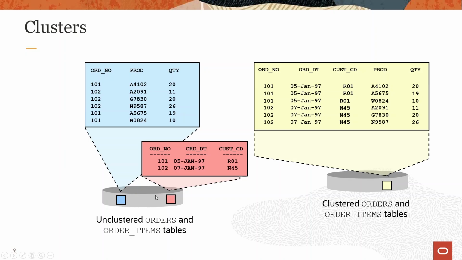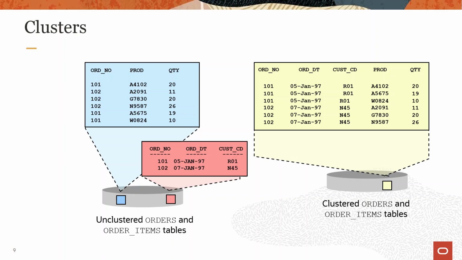You can store both tables as separate objects. But we do know that an order consists of order items, and an order item is always part of a particular order. So orders and order items is data that logically belongs together, but it's stored physically separate from each other, in fact, because you have two unclustered tables.